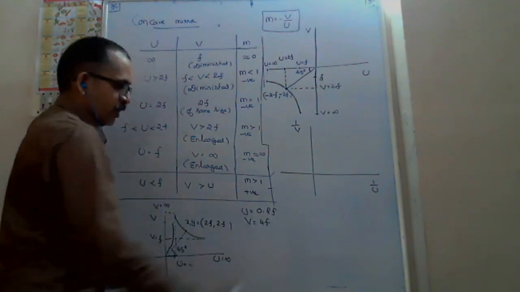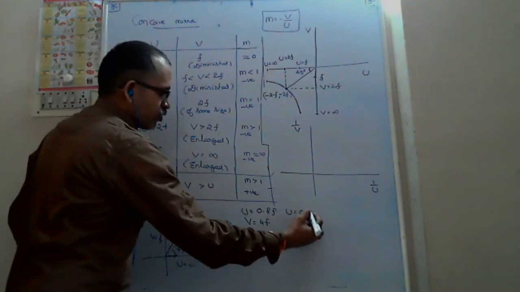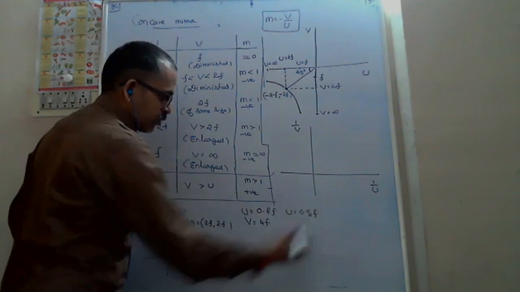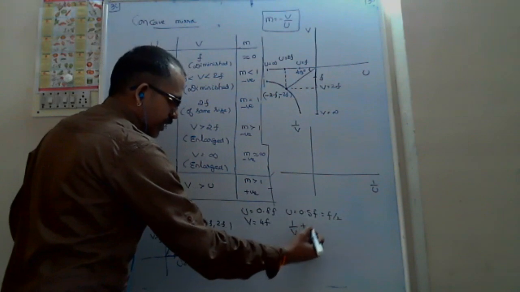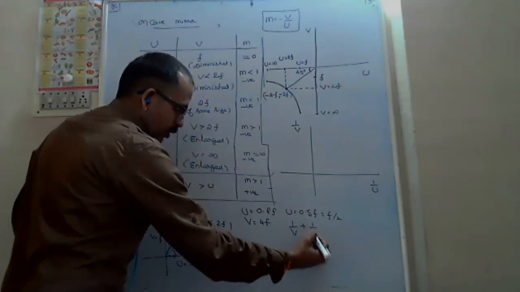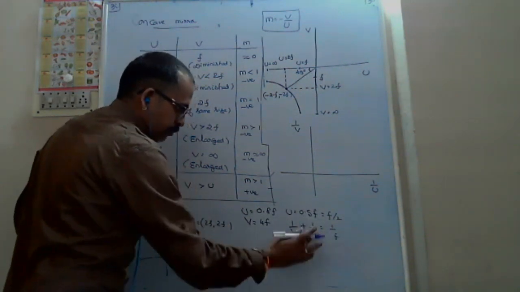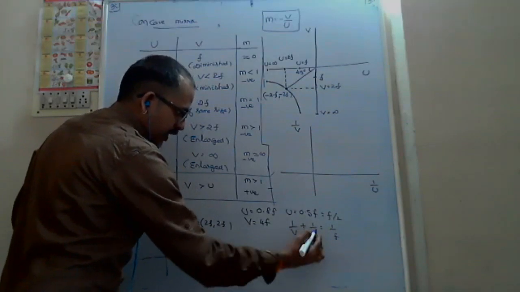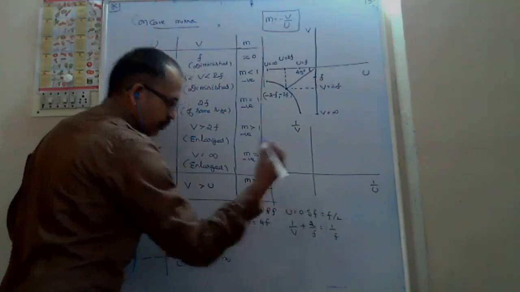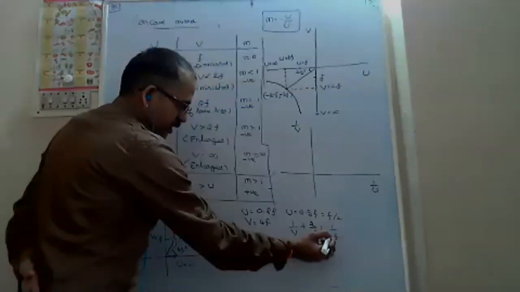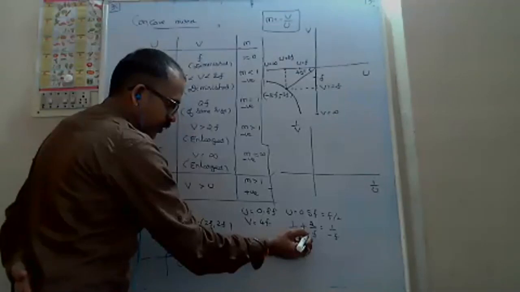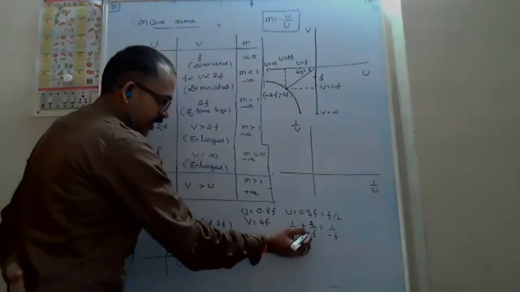Now suppose you take u equals 0.5f, meaning 1 by 2, f by 2. Then if you check there, 1 by v plus 1 by u equals 1 by f. I am substituting u as f by 2 here. And here, applying the sign conventions, the focal length is negative and u is negative. Are you following these sign conventions, Nana?